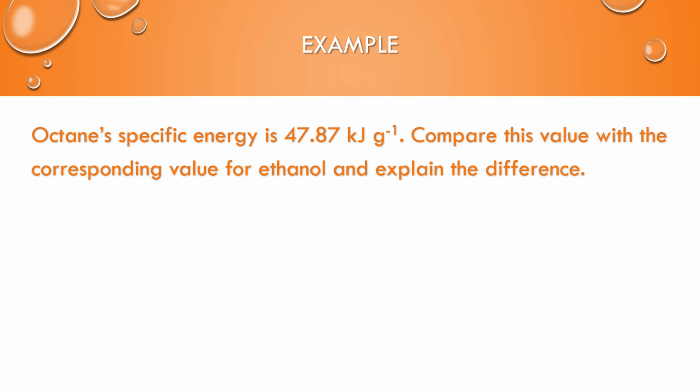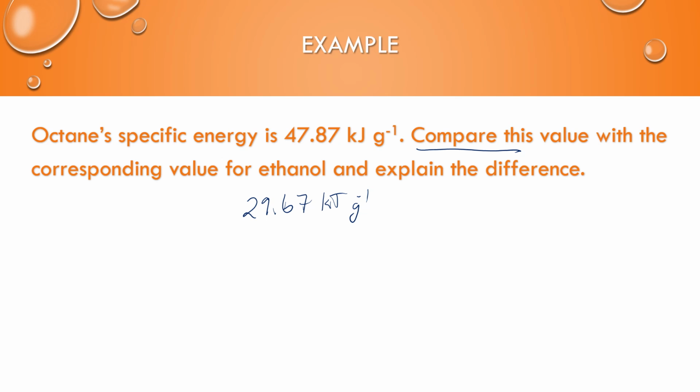Now for this example, they give us octane's specific energy is 47.87 kilojoules per gram. Compare this value with the corresponding value for ethanol, which we calculated in the last question. We got 29.67 kilojoules per gram. And then it says to explain the difference. So ethanol's is lower than octane's. When it says to compare, make sure that you actually say which one's higher or lower. Point out the similarities or differences when it says compare. So ethanol's specific energy is lower than octane's.